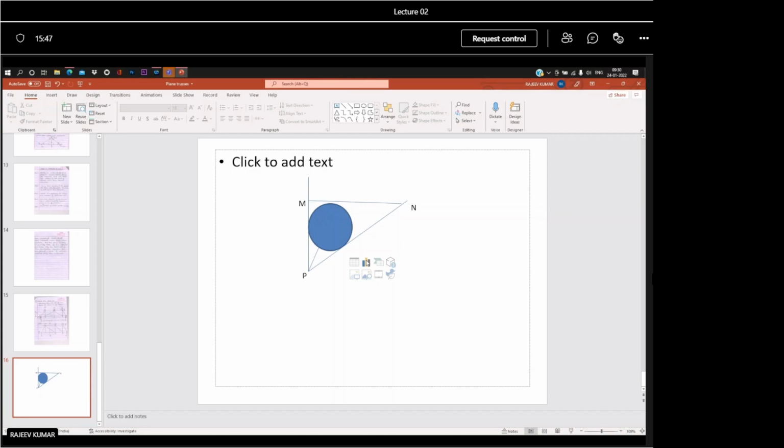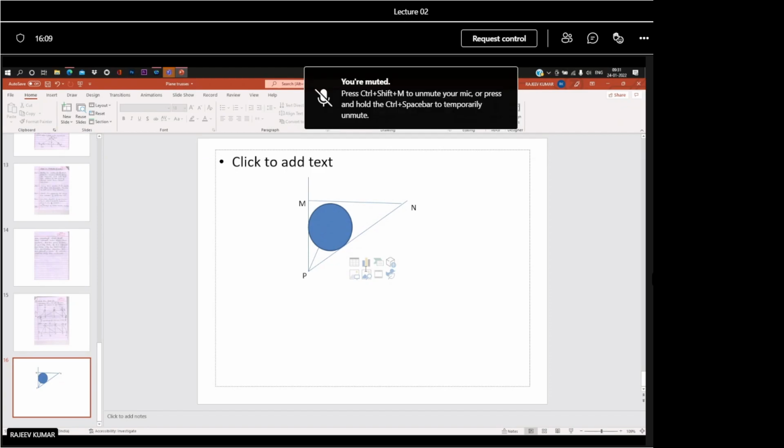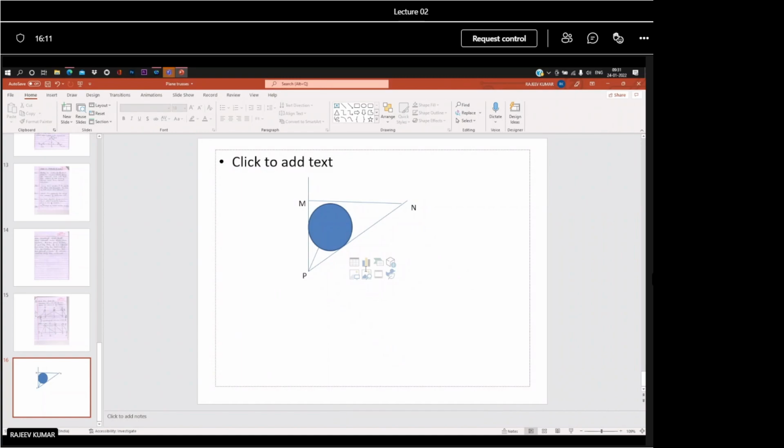To induce minimum tension at MN, determine the value of 2 theta.